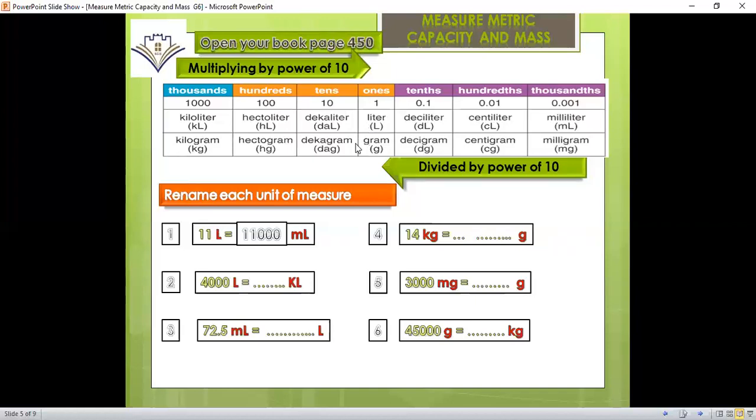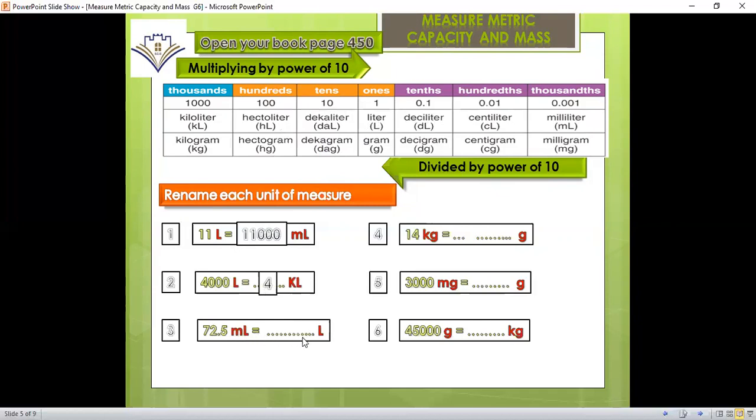How many? 1, 2, 3 means 10 multiply 10 multiply 10 means divided by, yes, 3 jumping. 1, 2, 3 means divided by 1,000. Then 4,000 divided by 1,000 equals 4. Question number 3.